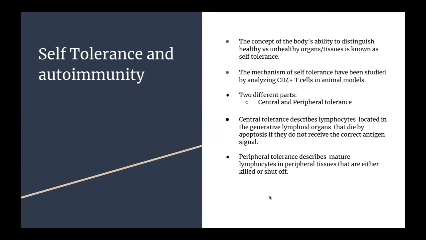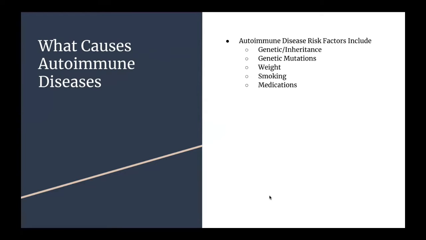What causes autoimmune diseases to occur? While there is no direct causation for the development of autoimmune diseases, they can often result from a combination of genetic inheritance, mutations, as well as acquired environmental triggers such as weight, smoking, and certain medications.